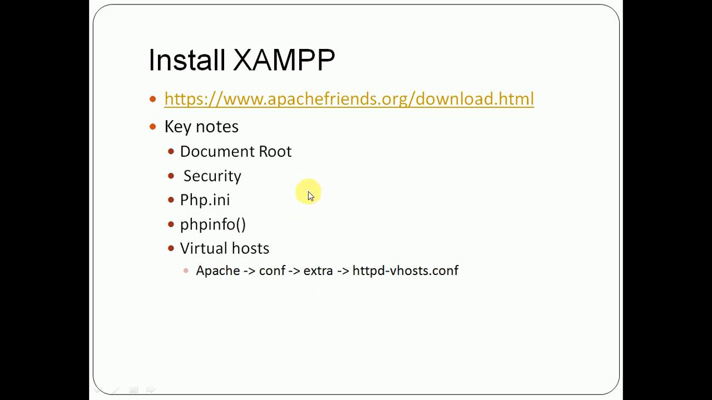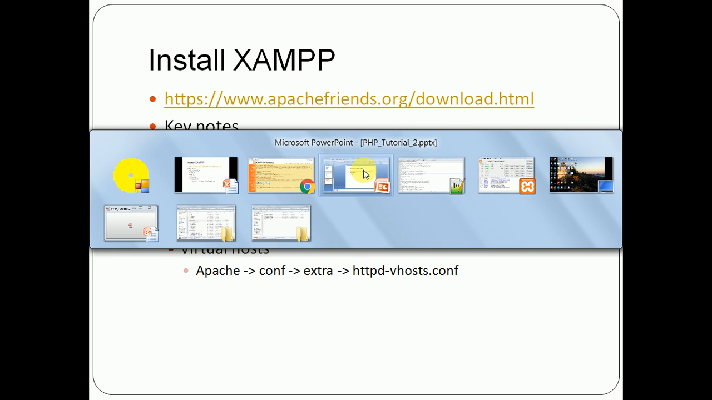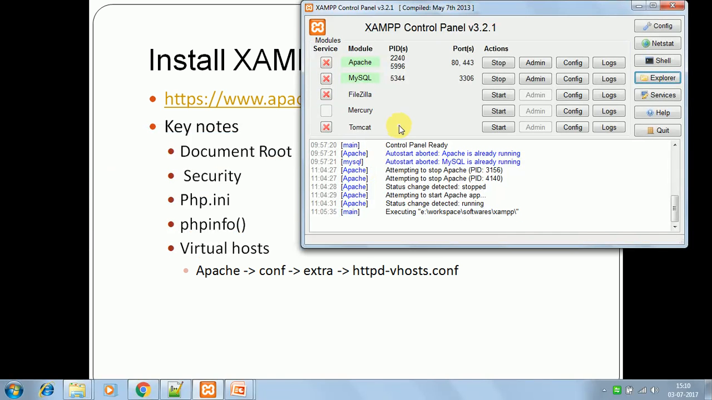Okay, next point is where we can get XAMPP. We can download XAMPP from the URL shown on the screen. Once you have downloaded it, you can install it at the desired location on your hard drive. I have installed it on my local machine and here it is running.